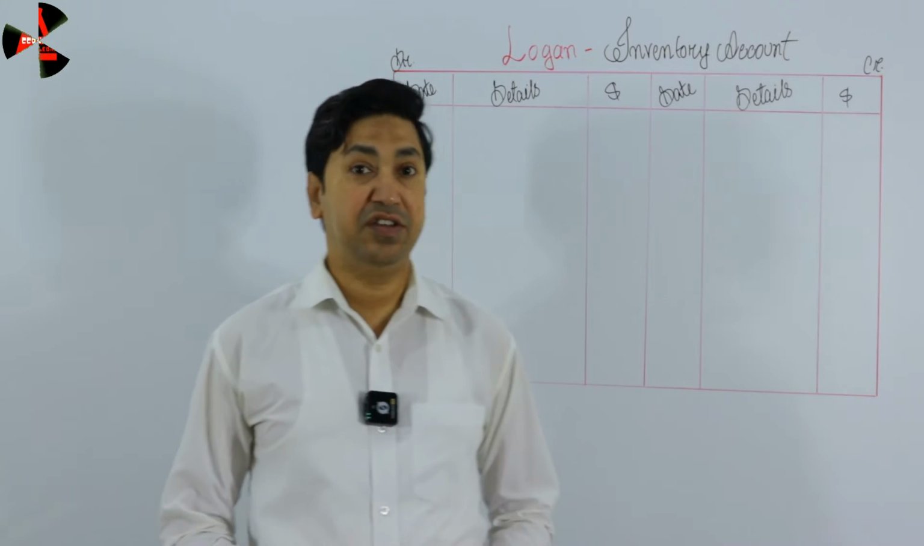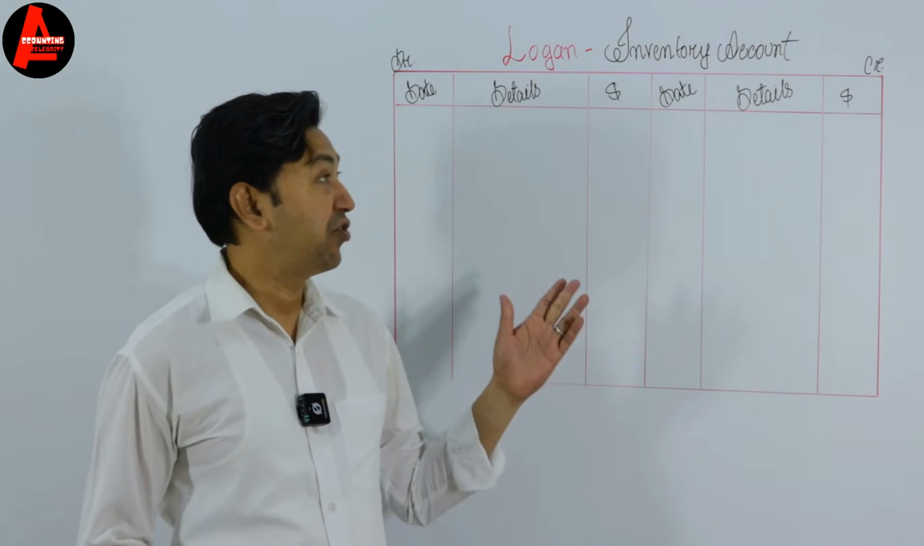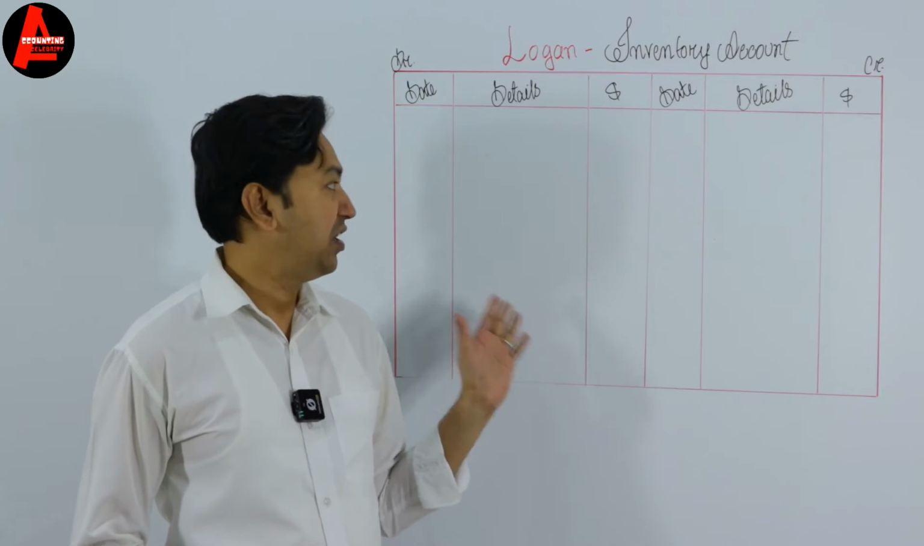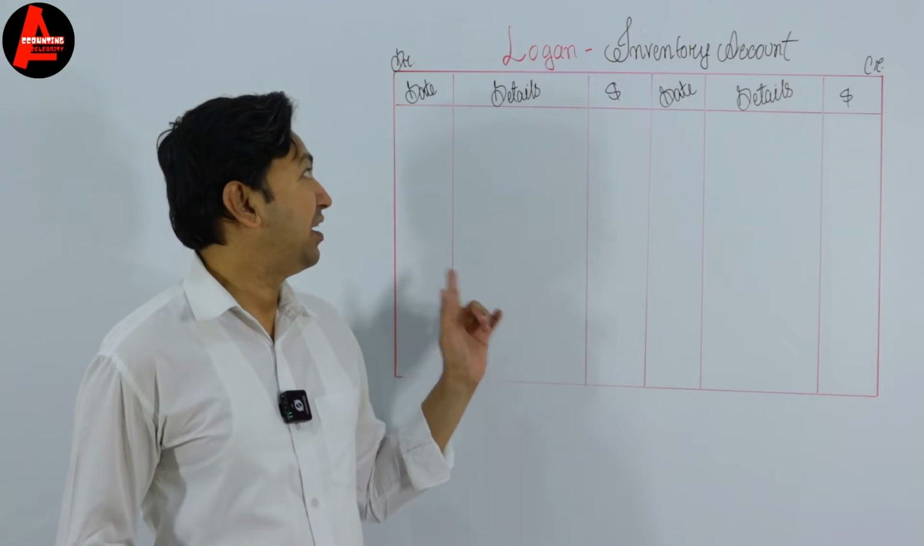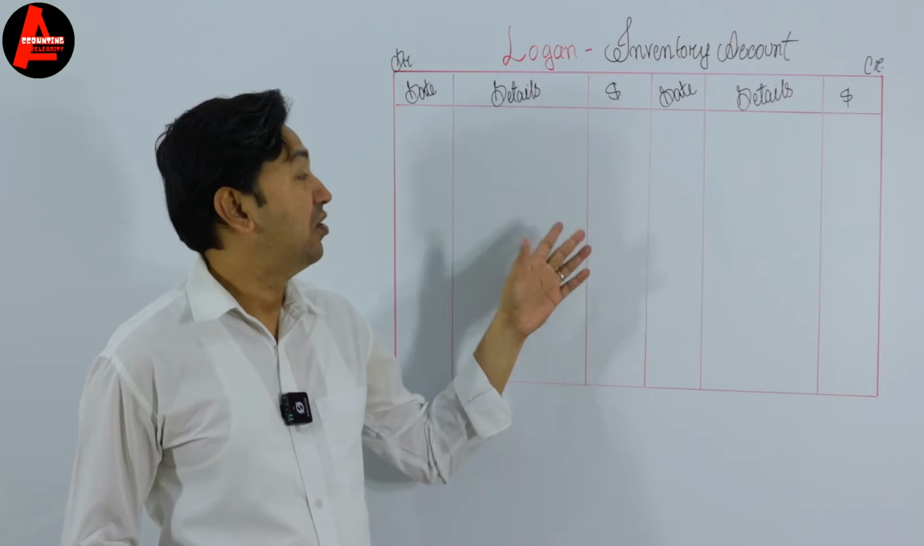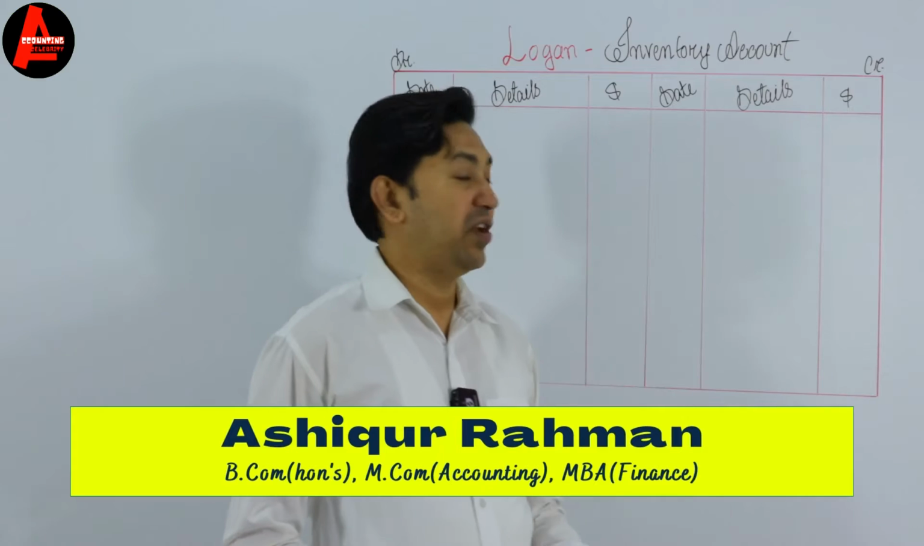This is a quick lesson. Here I'll show you how to prepare an inventory account. This is a traditional T account ledger. Here we have three columns: date, detail, and dollar. We could add one more column for folio. Same on the credit side, we have date, detail, and dollar columns.